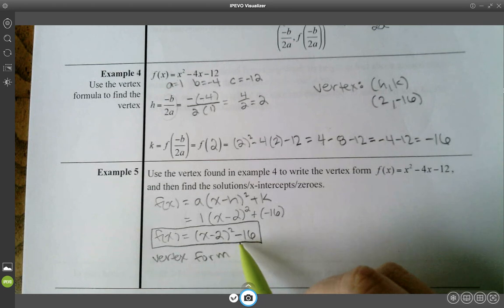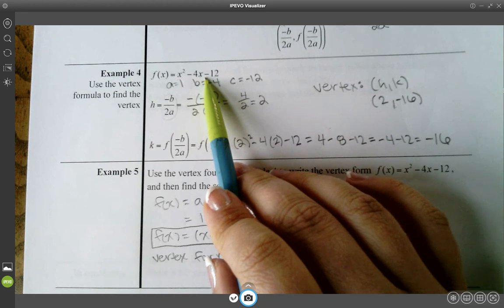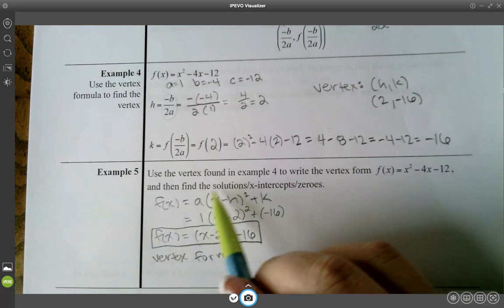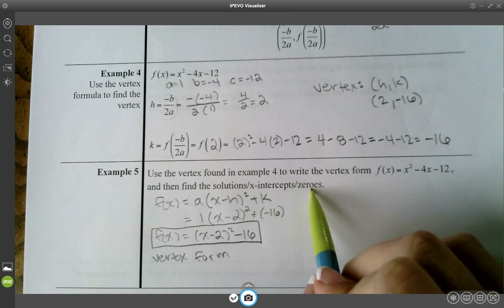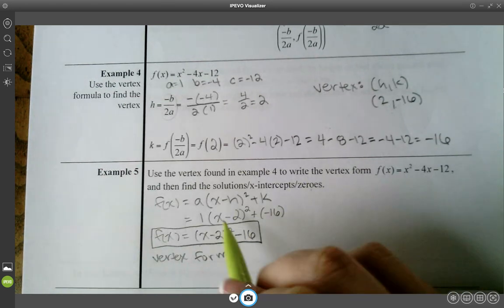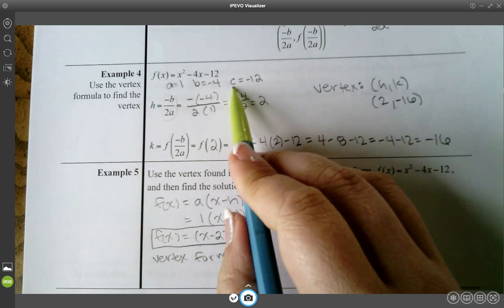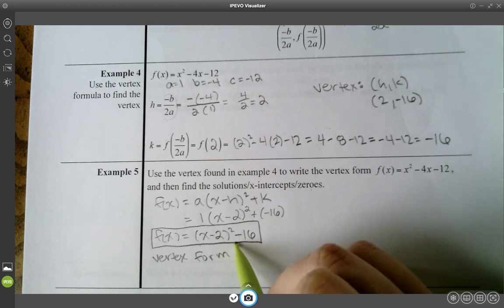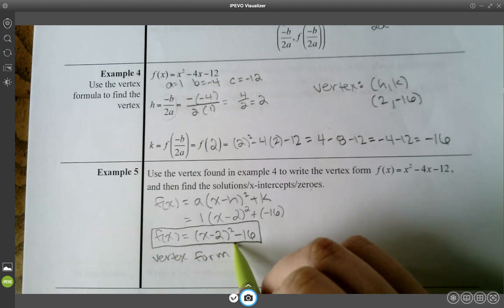Okay, so now we want to use all of the information we have from both example 4 and example 5, the standard form, our values of a, b, and c, the vertex and the vertex form, to see if we can find the solutions, which are also called the x-intercepts, and we also can call them the zeros. Okay, so how do we solve for that? Well, if we have the vertex form, the square root property is usually easier than using a, b, and c for the quadratic formula. And that's one of the main purposes of being able to find vertex form after we have the vertex. So let's use the vertex form to solve for x.